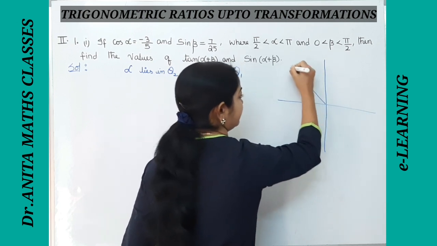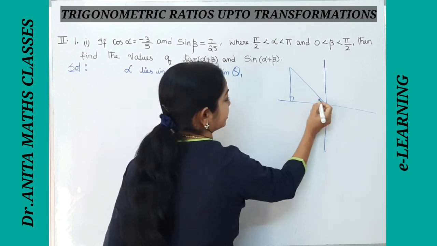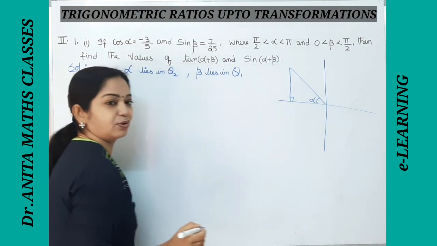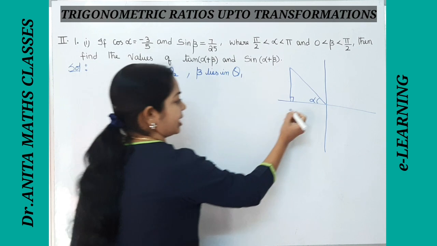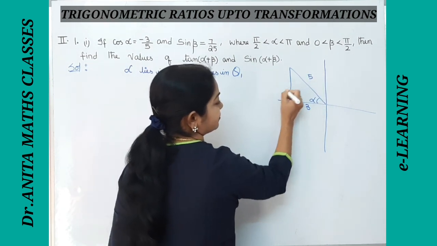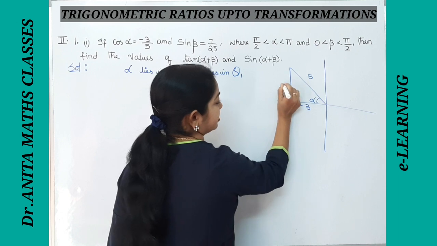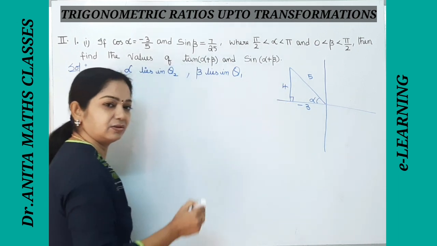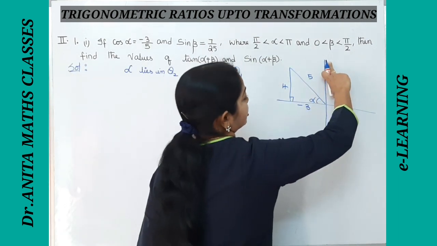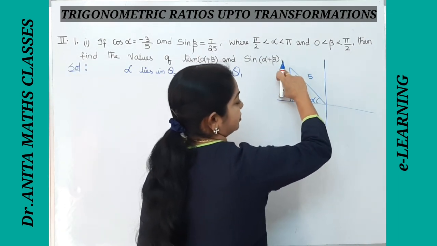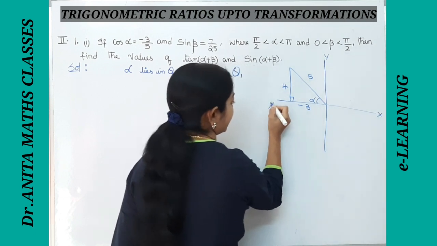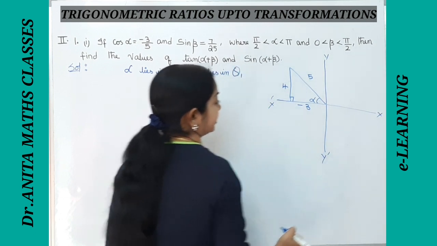Let us take the quadrant system. This is the second quadrant, and this is the alpha here. Now cos value is given, cos is adjacent, so minus 3 upon hypotenuse, and this value how do we get? By the Pythagoras theorem, so this is 4, or by the Pythagorean triplet. Here this is positive y-axis, so we have to take this as positive only, with x dash and y dash here.